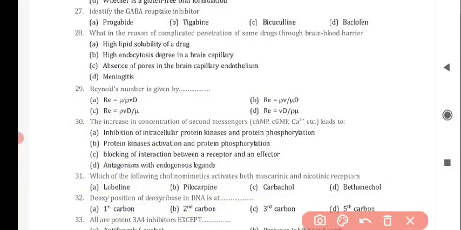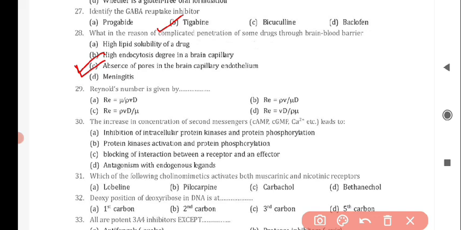Next question is identify the GABA reuptake inhibitor. And the correct answer is option B, tiagabine. Next question is what is the reason of complicated penetration of some drugs through blood-brain barrier? And the correct answer is option C, absence of pores in the brain capillary endothelium.